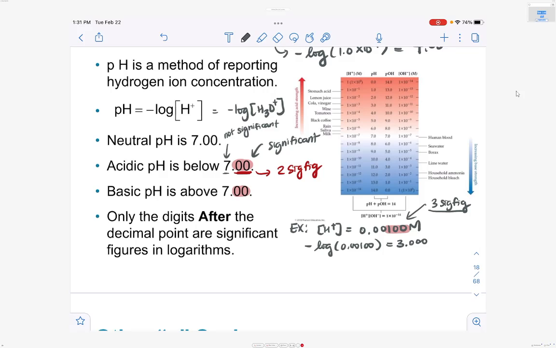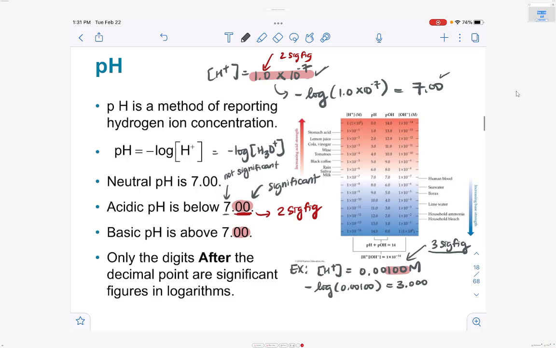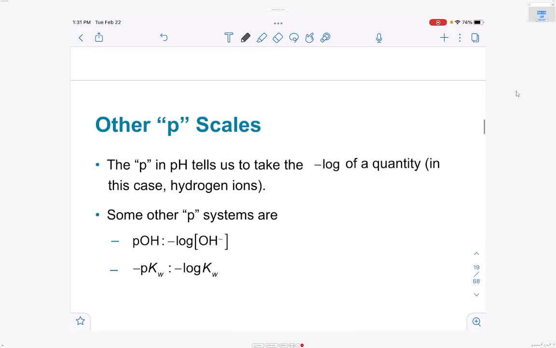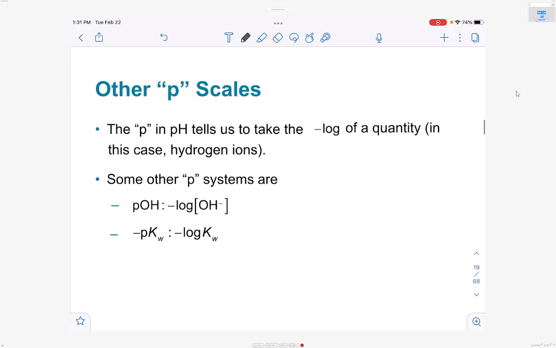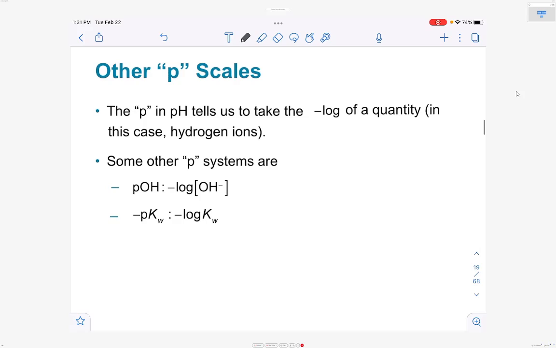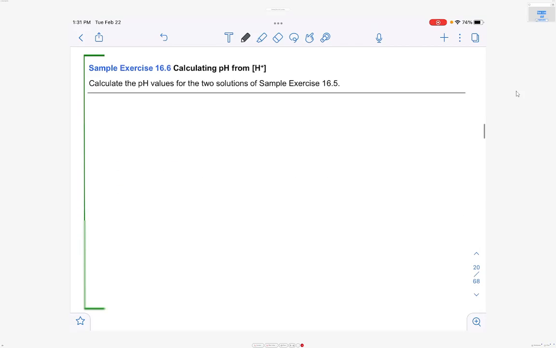Please remember this for the exam. Incorrectly reported pH values can make you lose points. Let's try this sample exercise first. Calculate the pH values for the two solutions for sample exercise 16.5.